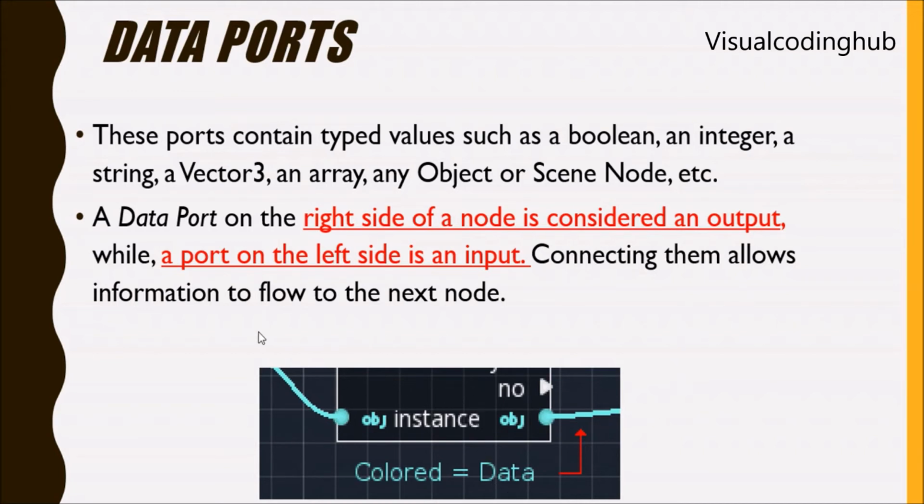Connecting them will allow information to flow to the next node. So when you want to take particular information from one node to another, you use the data port to flow information like integers, variables, or you want to change the scene, or change resources, so you can work with that particular one there.